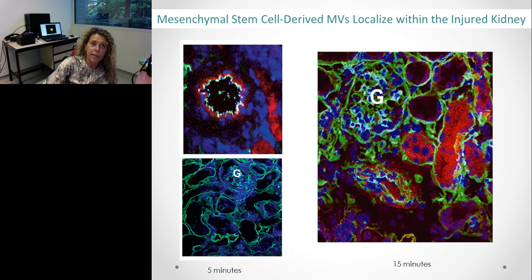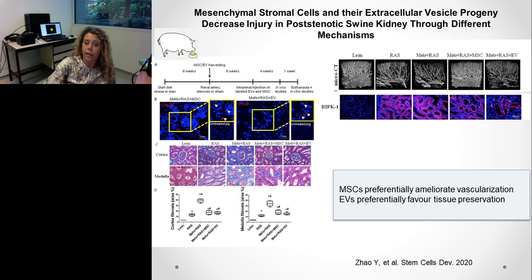But what's very interesting in this paper, the authors could discriminate some peculiar effects of the vesicles compared to those of the cells. The cells could preferentially ameliorate vascularization, as we see in the upper panel, the number of vessels with the mesenchymal stromal cells. And at variance, the vesicles show a preferential effect on tissue preservation and the limitation of apoptosis, which is shown in the lower panel on the right.